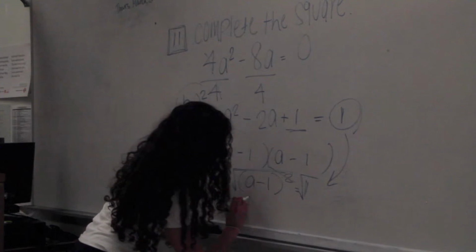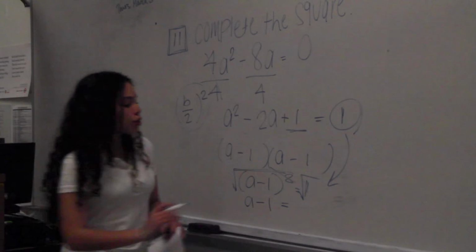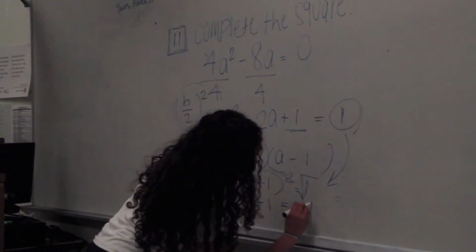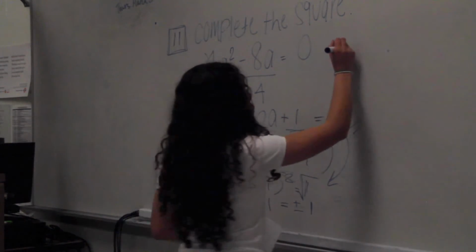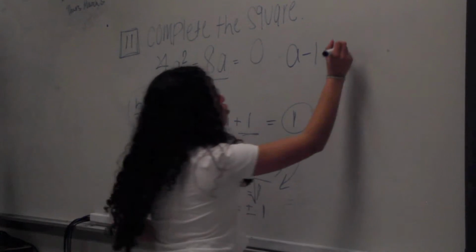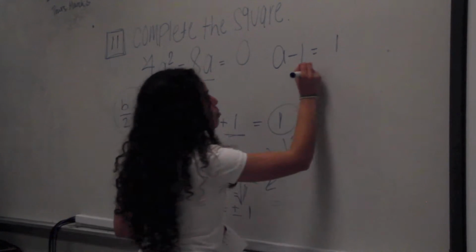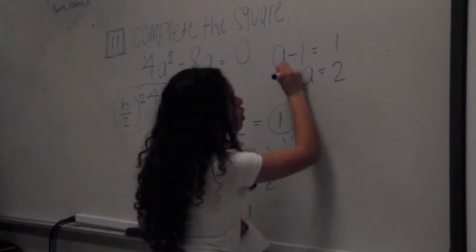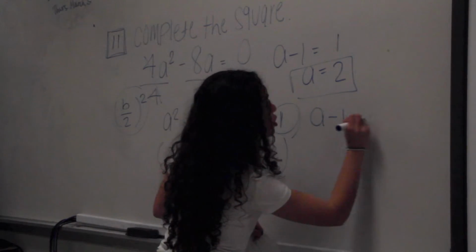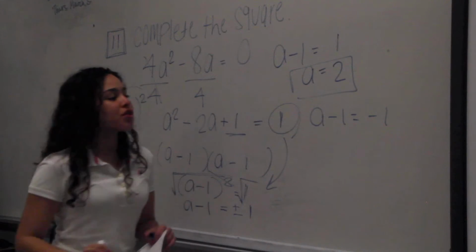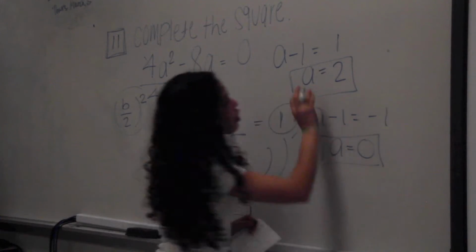Remember, this is going to be a minus 1 equals the square root of 1. Remember that when you take the root, you're going to do plus or minus 1, right? So we're going to do it twice. So a minus 1 equals positive 1. So you're going to add 1 on both sides, and that's going to be a equals 2, right? And now for your second answer. You're going to do a minus 1 equals negative 1. And when you add 1 on both sides, a equals 0. And that's going to be your second answer. So there are your two answers.